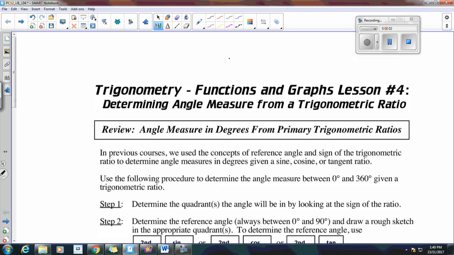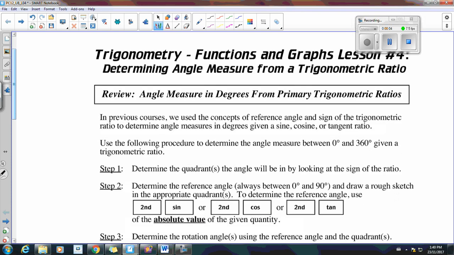Okay, lesson 4. So now we are working on finding angle measures. So again, most of this will be review except now that we're working in radians as well, and that we are working with the reciprocal functions and not just the primary trigonometric ratios.